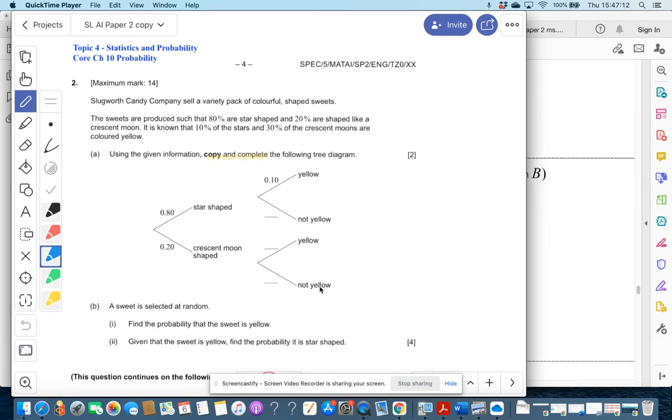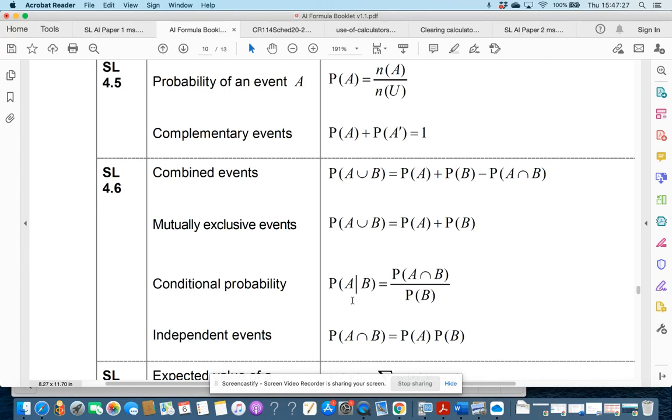Okay, part two: given that the sweet is yellow, find the probability that it is star-shaped. This is conditional probability. That word given is conditional probability. That's what this vertical pipe means, the given. So I see here the probability of A given B. I can just go down here and multiply those probabilities and then divide by the probability of B. And then I will actually have the probability of A given B. Okay, conditional probability.